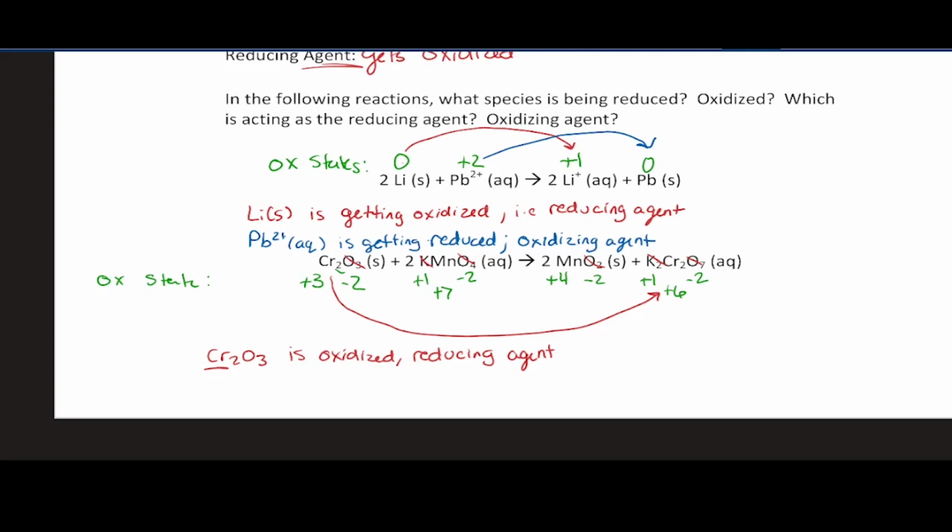And then if we're looking at reduction, we're looking for something that's gaining electrons, so its oxidation state is decreasing. If we look at our manganese, it's going from +7 to +4, so that is being reduced. So KMnO4 is reduced, the oxidizing agent. In particular, our manganese is what's getting reduced. As a side note, this is actually a really cool reaction because potassium permanganate, this purple complex, is a really, really useful oxidizing agent, especially in the oxidation of metals.